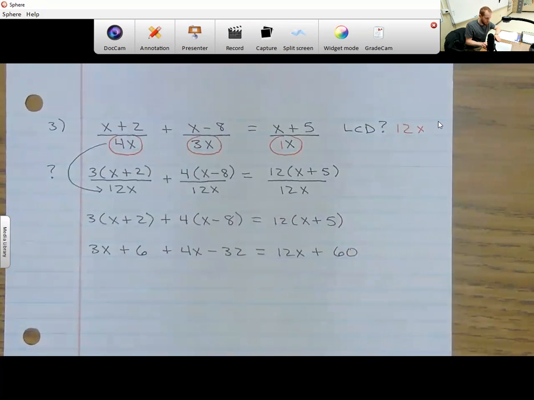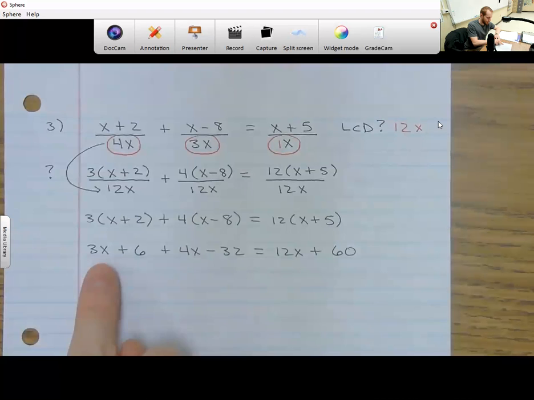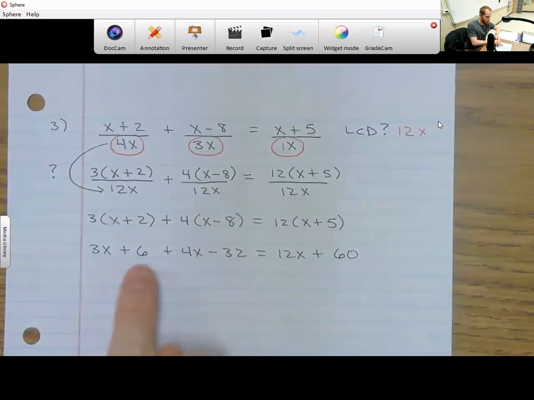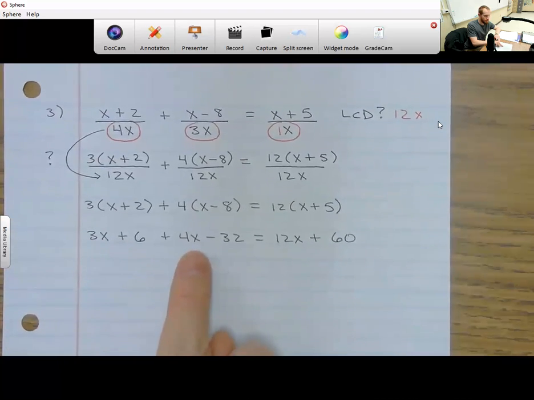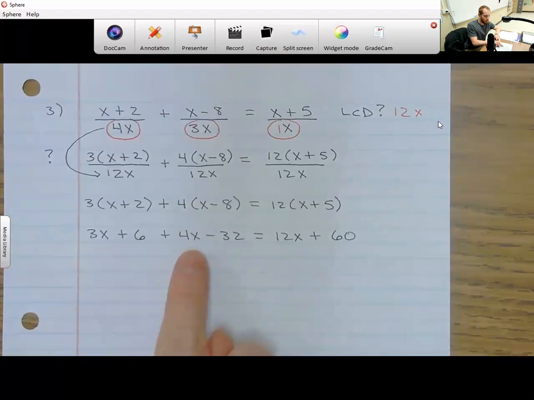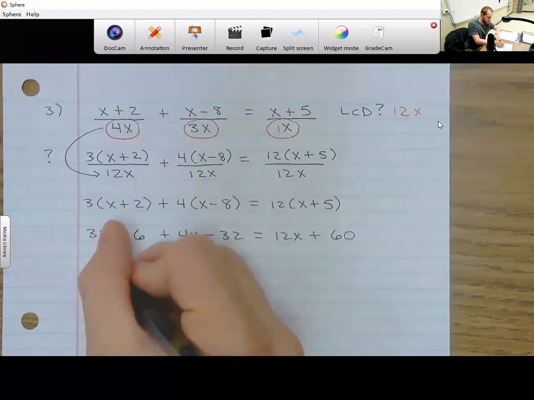So now I'm just distributing, right? Okay. Now I can simplify the left side, right? You see the x terms can be put together. So what's 3x plus 4x going to give me? 3x plus 4x is going to give me 7x.